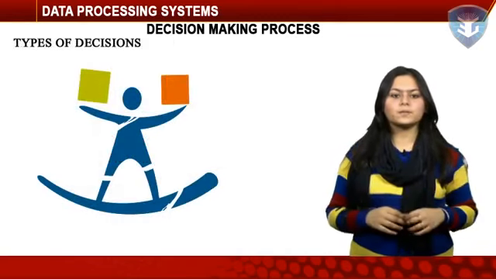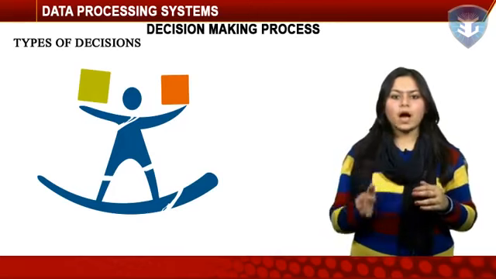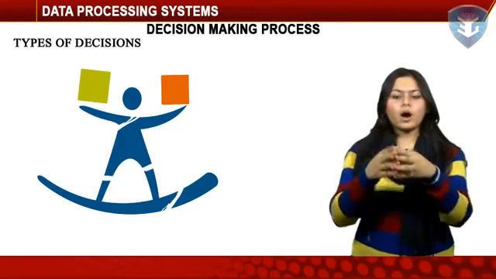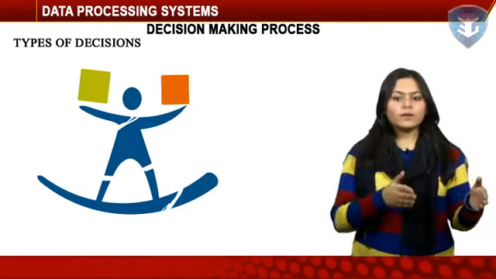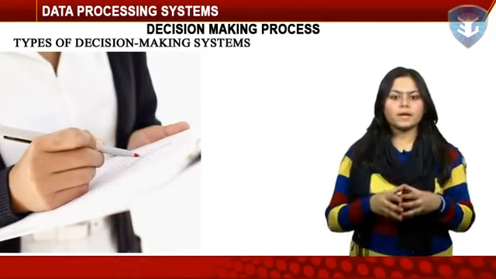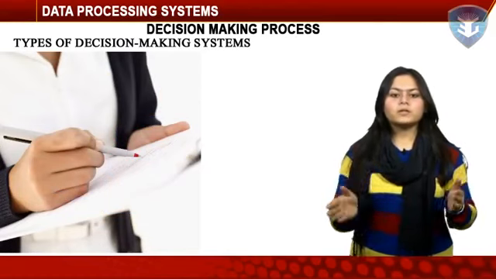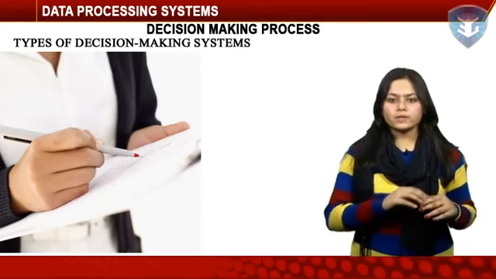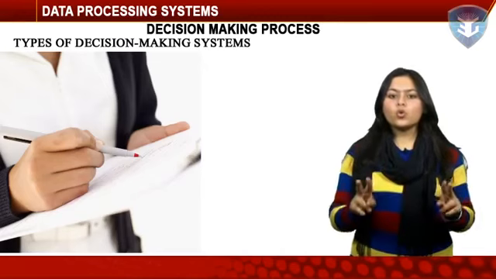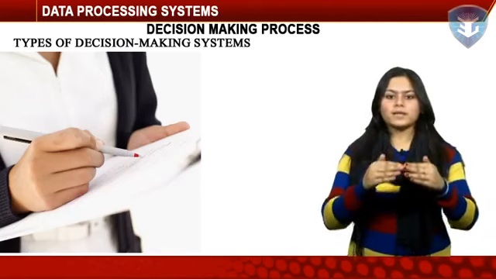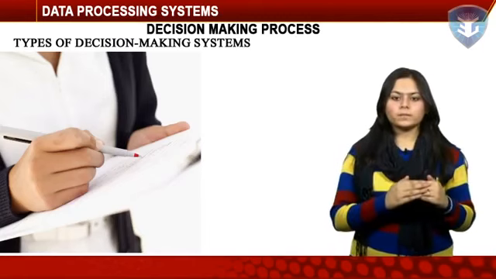Types of decisions. The types of decisions are based on the degree of knowledge about the outcomes or the events yet to take place. Types of decision making systems. The decision making system can be classified in a number of ways. There are two types of systems based on the manager's knowledge about the environment.